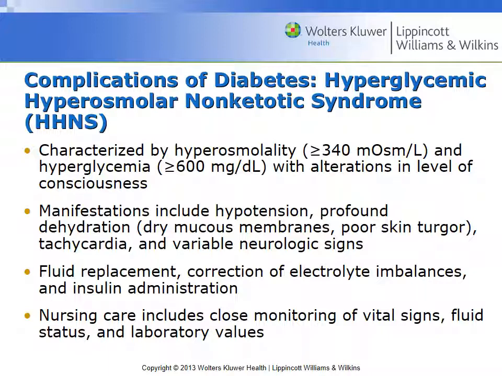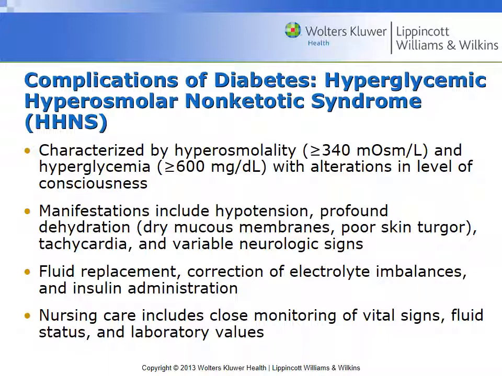Manifestations include hypotension, profound dehydration, such as dry mucous membranes, poor skin turgor, and tachycardia, and variable neurologic signs. It is important in these patients to make sure you're assessing their neurologic status, assessing a complete head-to-toe assessment on these people, as they're critical.